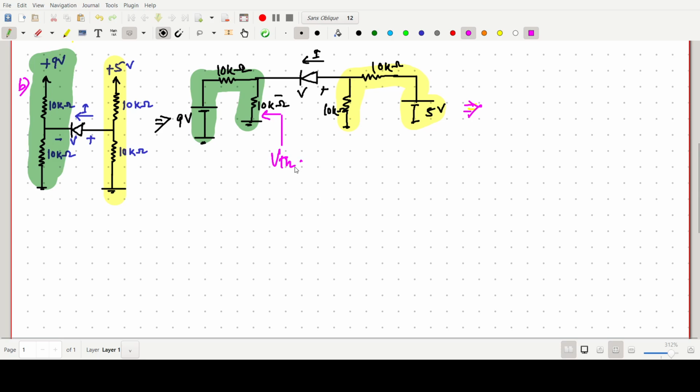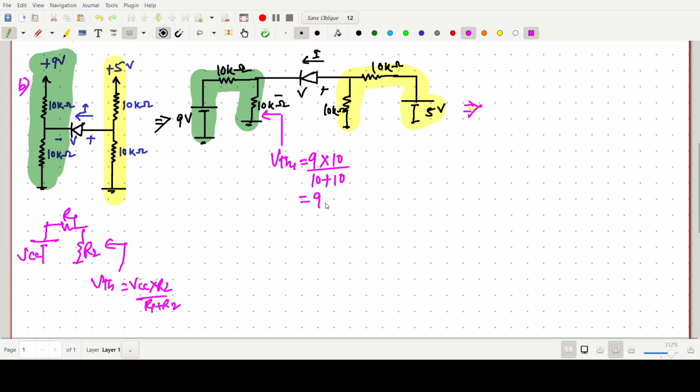VThevenin here. I'm writing it as VThevenin 1. So it should be 9 into 10 kilo, just the voltage divider rule, right? 10 plus 10, simple. If this is some VCC, R1, R2, then VThevenin equals VCC into R2 by R1 plus R2. So it should be 90 by 20, so 9 by 2, that is 4.5 volts. So this value is 4.5 volts.